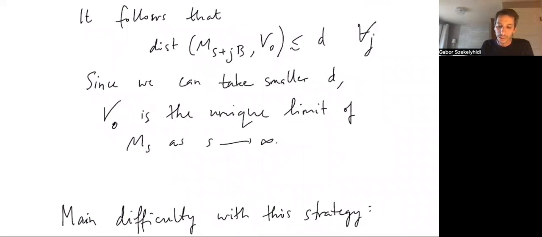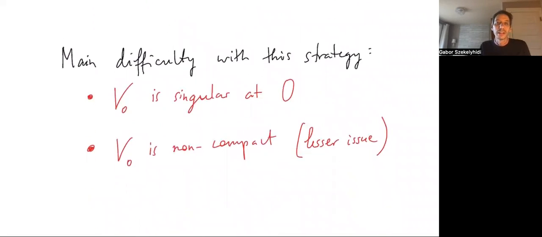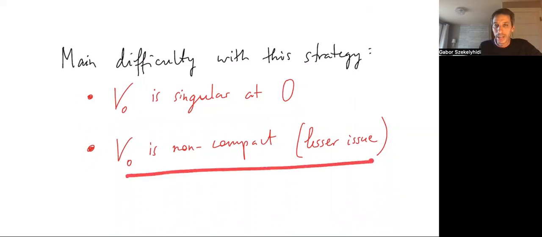Okay, so this sounds very good, and it works in simpler situations, but there are two very major difficulties in our setting. So the first major difficulty is these two points that I've listed here. It's basically that V0 is not a smooth, compact manifold or flow. On the one hand, you have a singularity at the origin. On the other hand, it's non-compact.